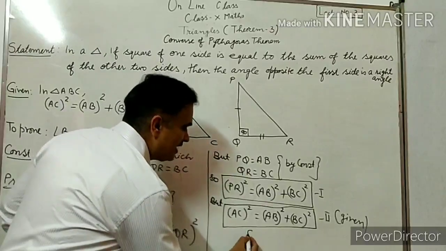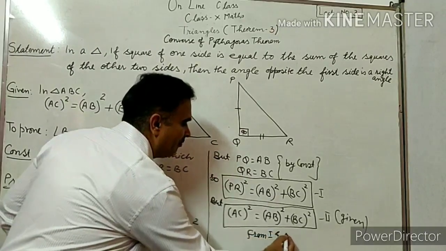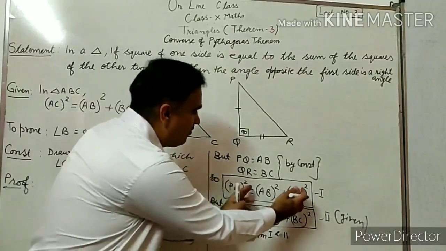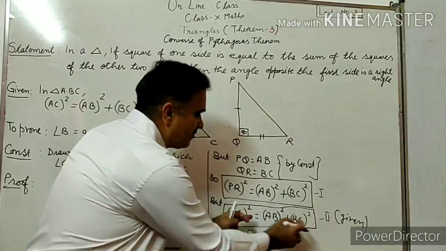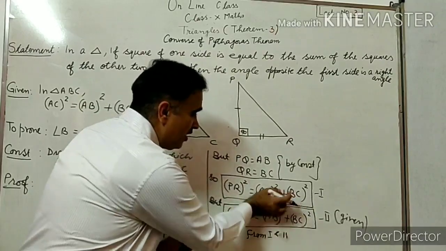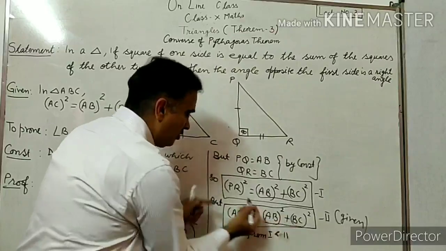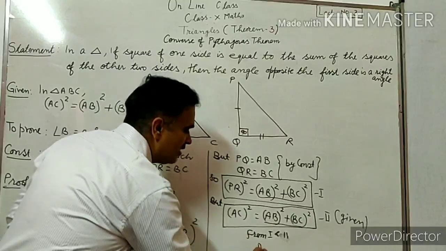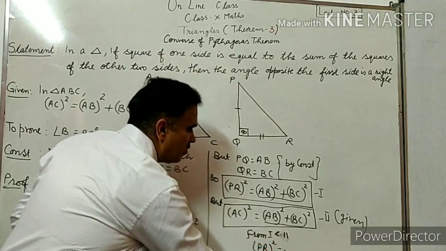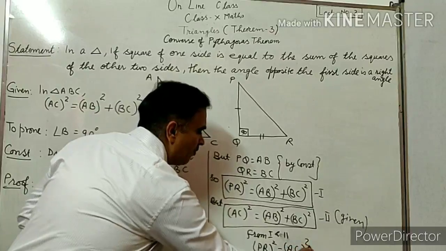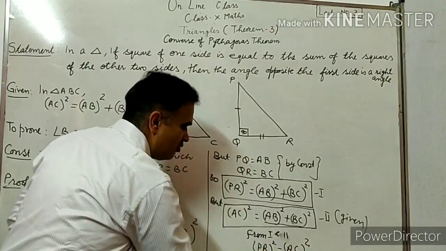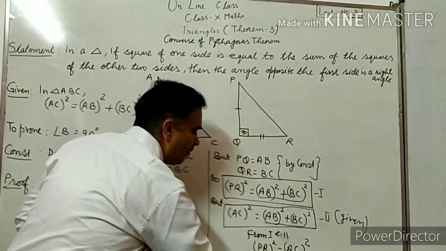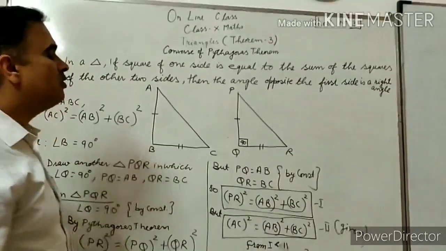If we see from first and second, students, you see the right hand side of first is AB square plus BC square, the right hand side of second is AB square plus BC square, both are the same or not? So when right hand sides are equal, then the left hand sides are also equal. This implies PR square equal to AC square, or we can remove the root, then PR equal to AC. This is PR equal to AC.